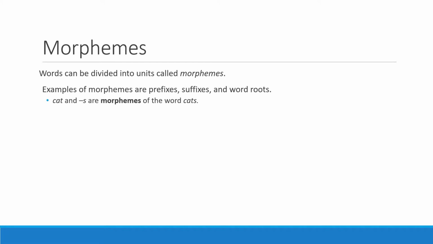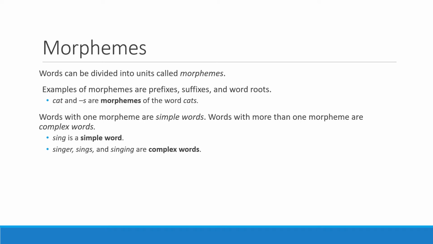Some examples of morphemes are prefixes, suffixes, and root words. Cat and s are both morphemes of the word cats. Cat is the root, and then s is an affix that adds to the end of the root. Words with one morpheme are simple words. Words with more than one morpheme are complex words. That one's just really straightforward. It's pretty easy to remember.